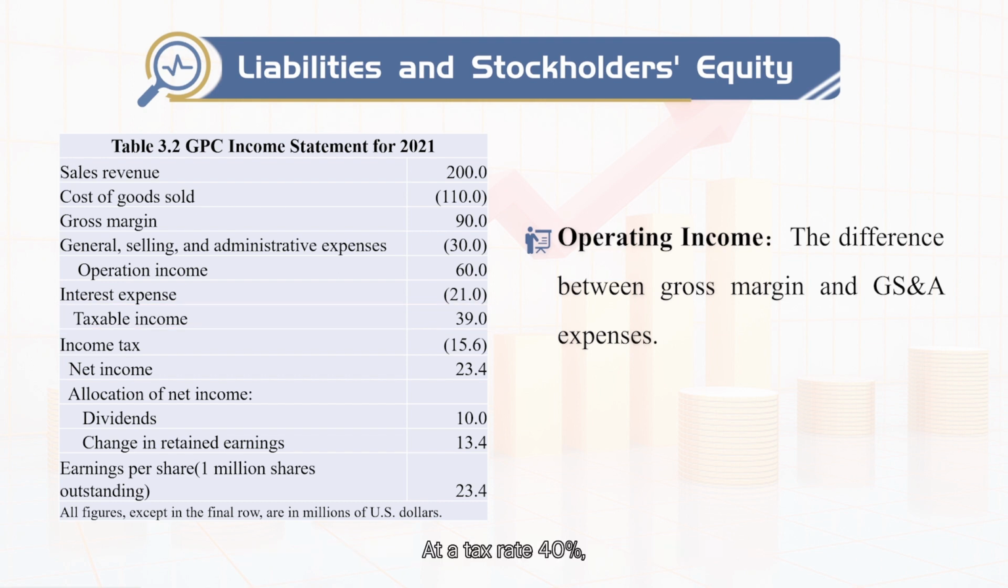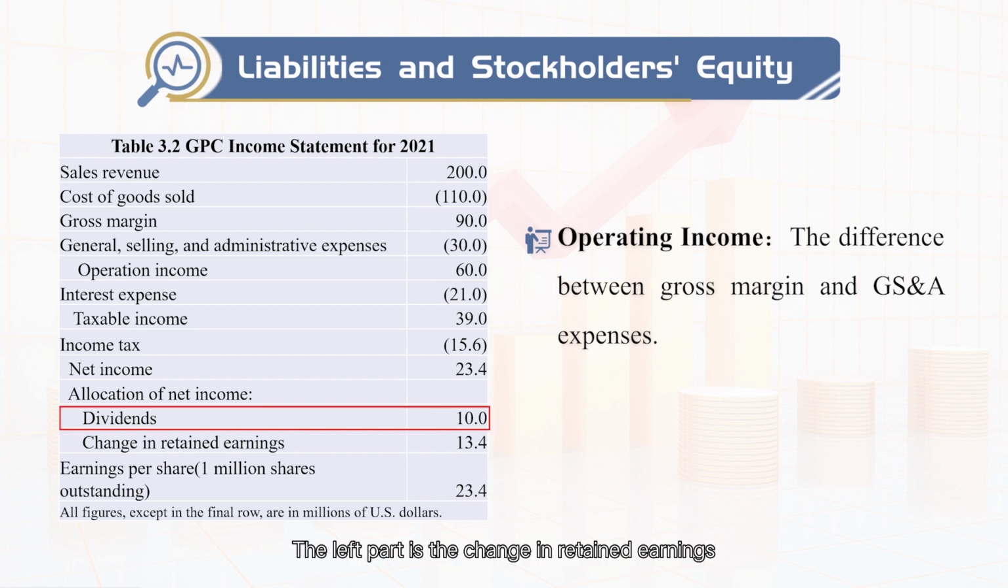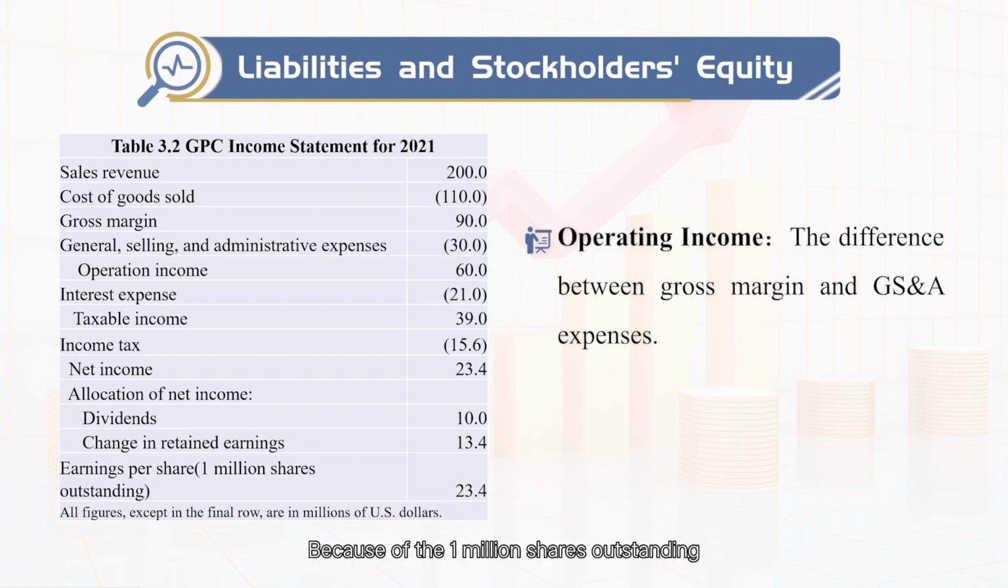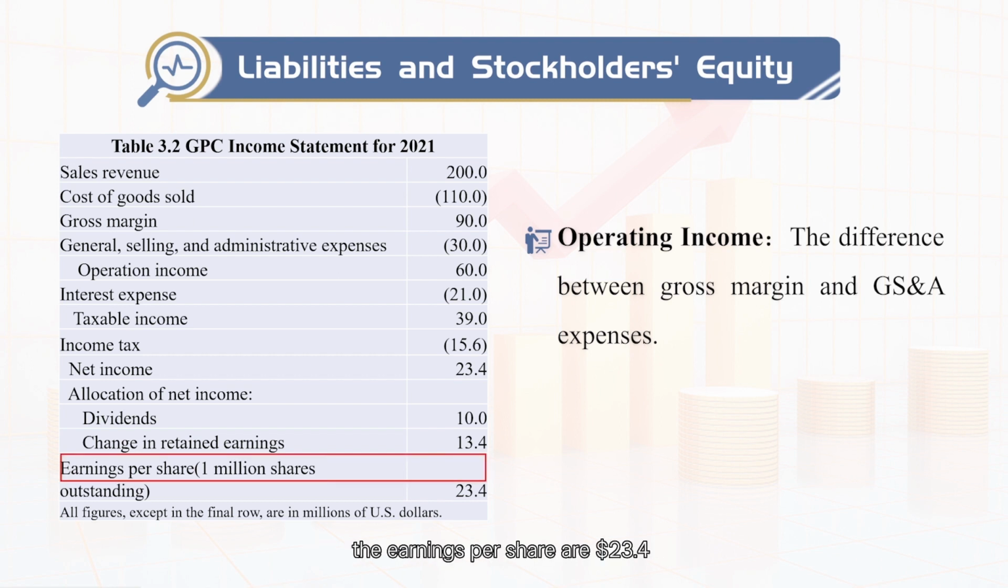At a tax rate of 40%, the income tax, $15.6 million, results from $39 million multiplied by 40%. The net income is equal to the taxable income minus the tax. $10 million of the net income was paid as cash dividends. The remaining part is the change in retained earnings. Because of the 1 million shares outstanding, the earnings per share are $23.4.